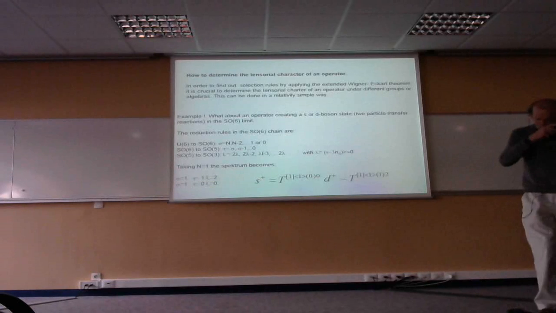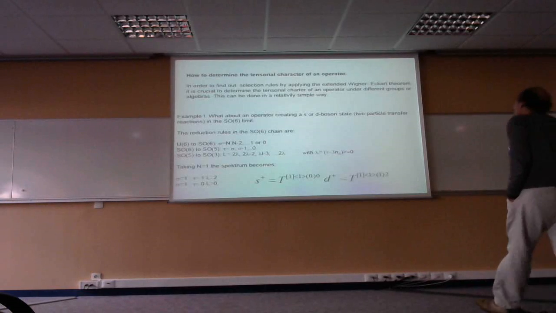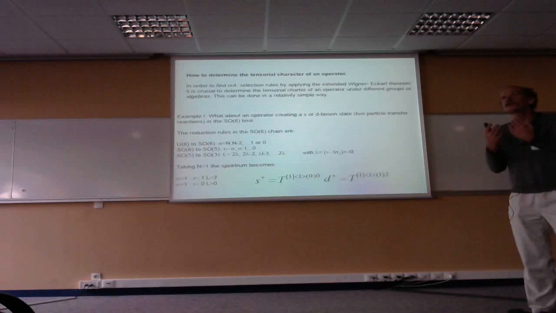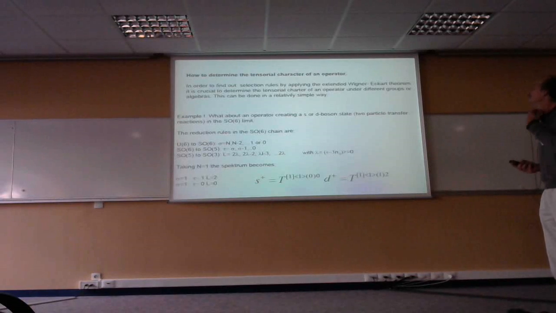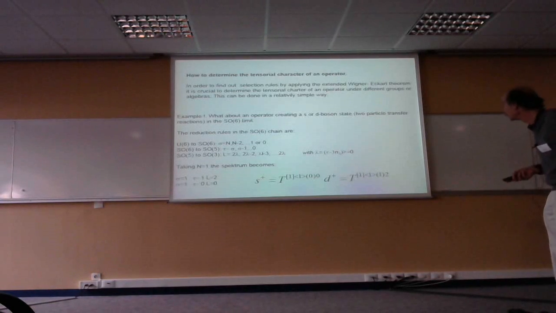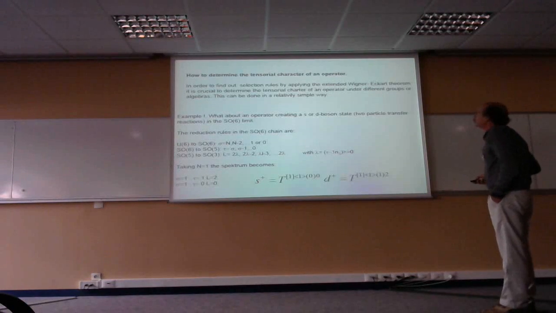I want to conclude with some practical things. How to determine the tensorial character of an operator. In order to find out selection rules, one needs to have this good definition of the tensorial character of the operator, because otherwise I cannot use this extended Wigner-Eckhart theorem. Now, there are some tricks how to do it.